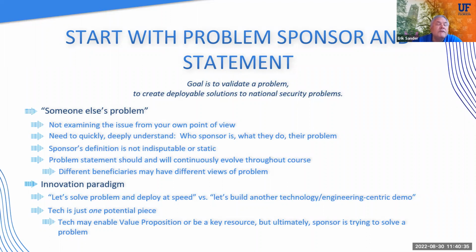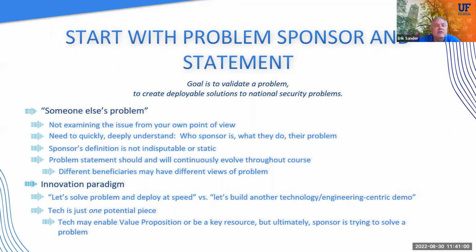And you'll find that as you go through not only your chain of command, but then others that are affected by this. And frankly, sometimes solutions you might provide may cause more problems for other beneficiaries as part of the problem. And so there is this thing called the innovation paradigm, which is somewhat prevalent in engineering, which is let's go solve the problem and deploy at speed.